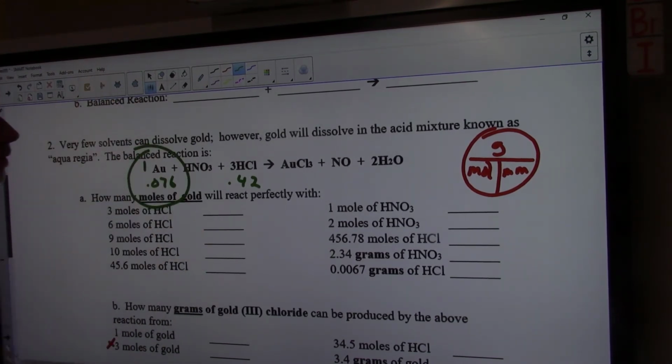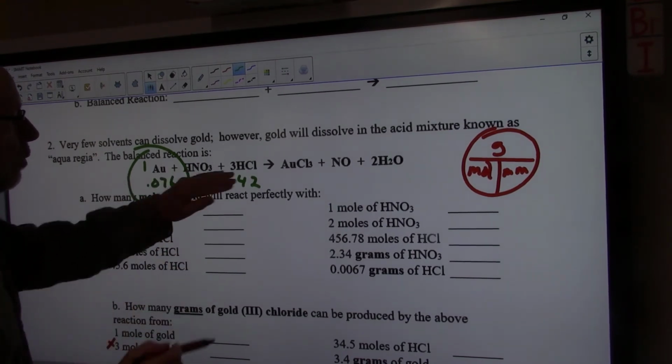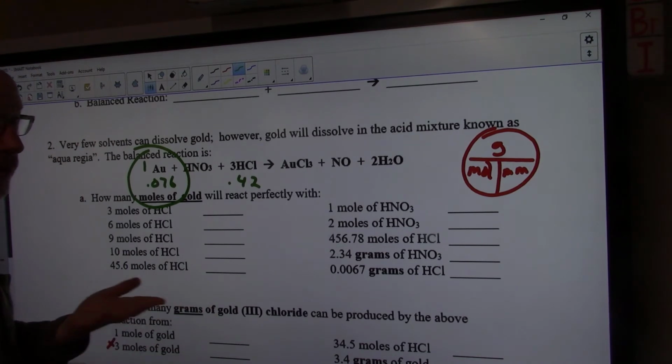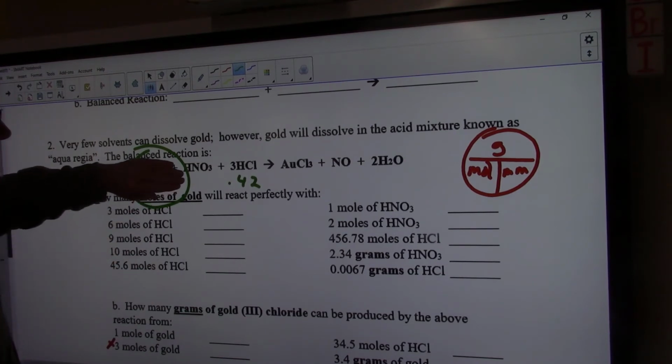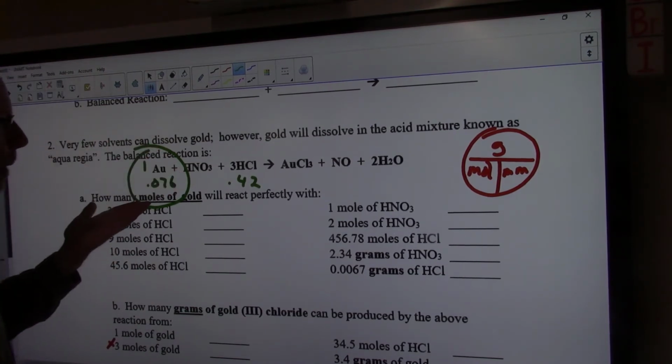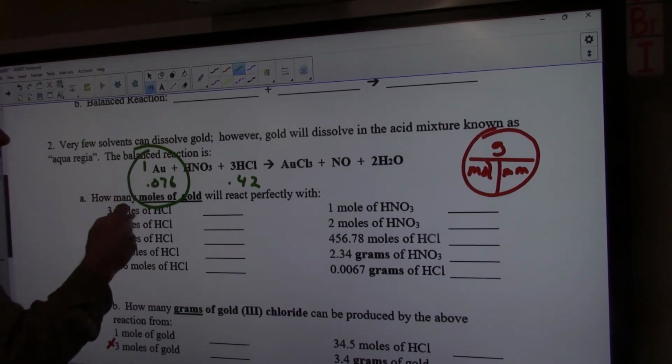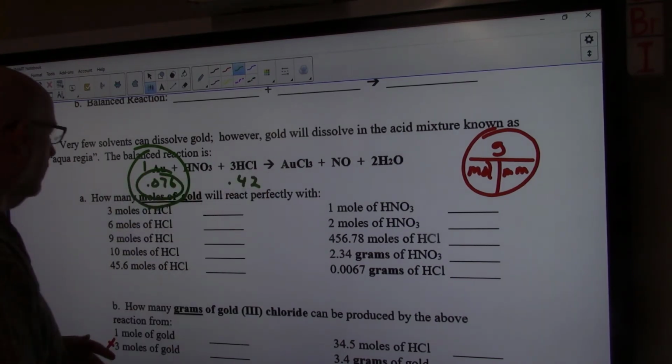But I knew that before, really. I'm going to run out of the gold. I could also do it this way. I could say 3 is to 1 as 0.42 is to, what's a third of 0.42? It's like 0.16-ish. Do I have 0.16? Nope. This is my limiting reagent, so I use this number to do all my calculations.